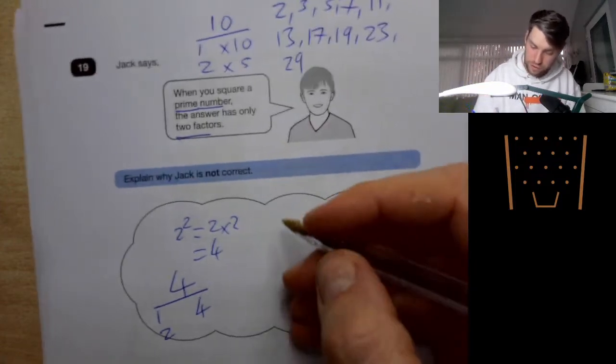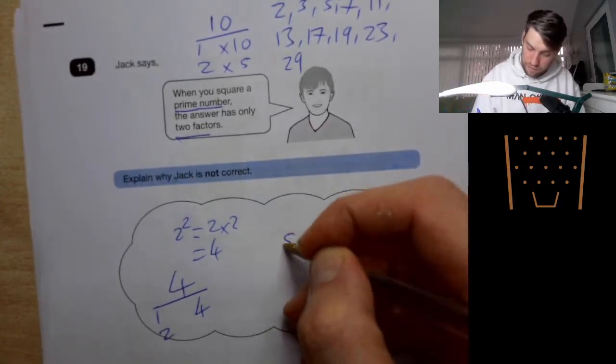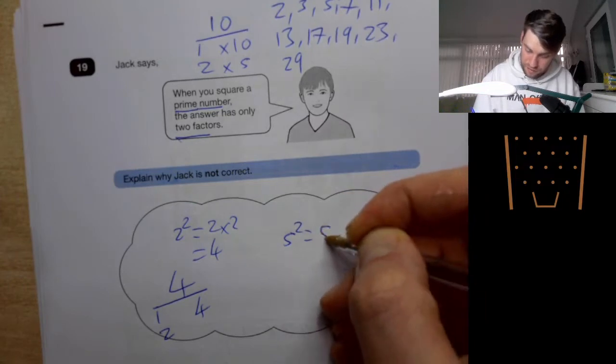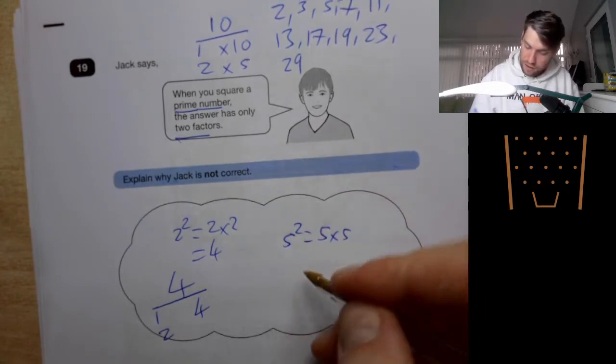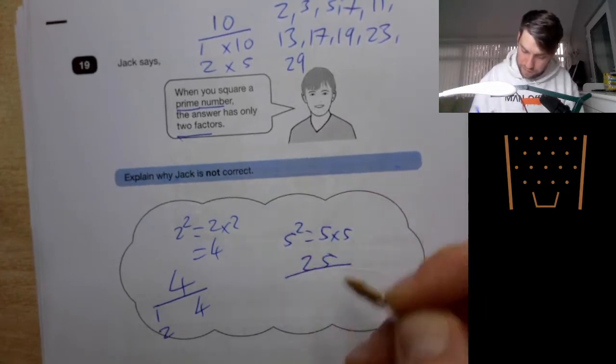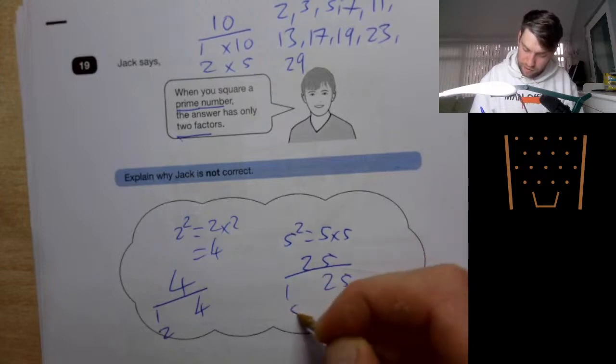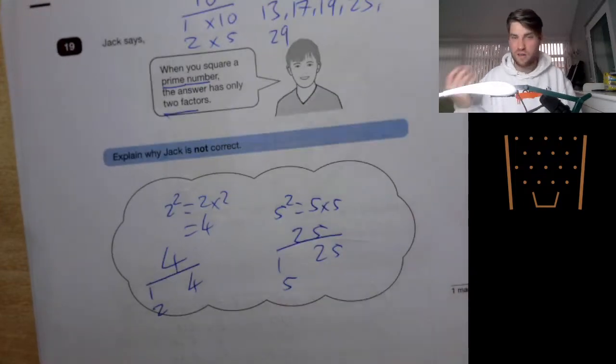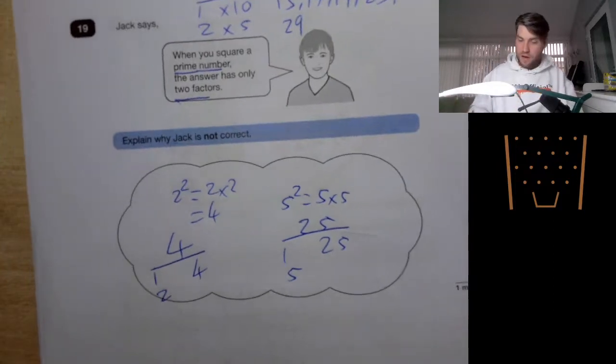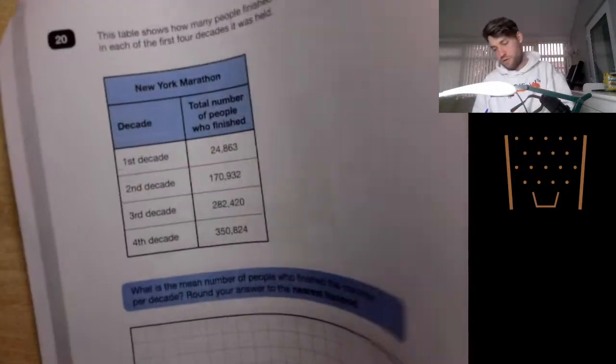We'll do it with another number just to make sure. 5 squared, which is 5 times 5, which is 25. 1, 25, and 5. Yeah, so already you can see it's proven it wrong. Right, I think the last question. Oh no, a couple more, 2 more, sorry.